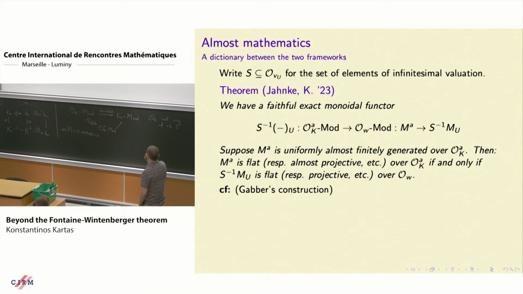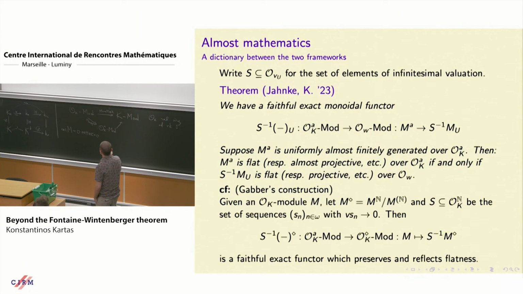I recently became aware of this construction due to Gaber, which has a very similar flavor, but he's not quite considering an ultra power. He's considering something quite close, actually. And it was used to simplify a step in the proof of the direct summand conjecture. So he used this actually to pass from.